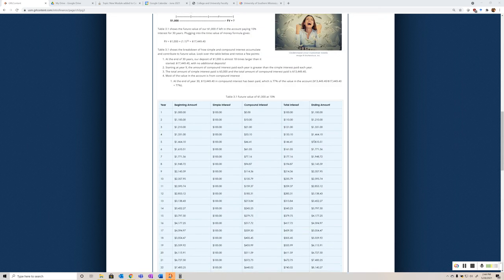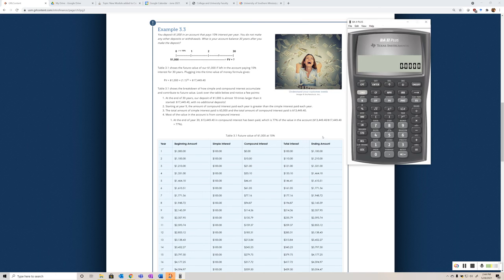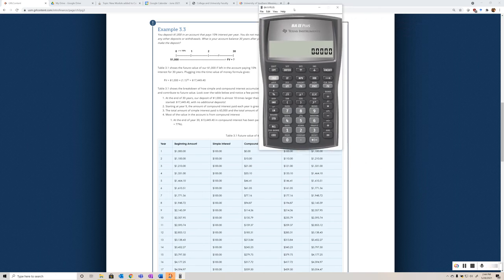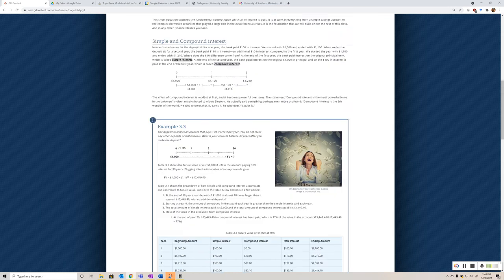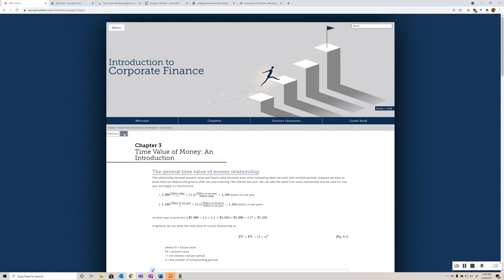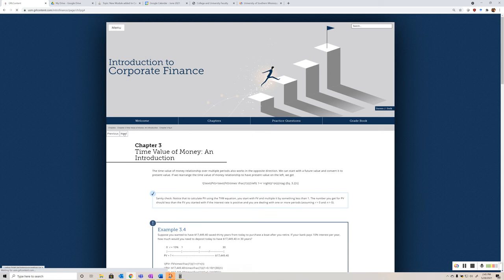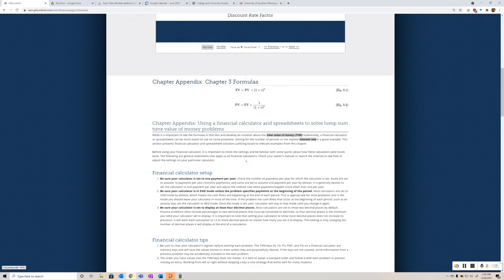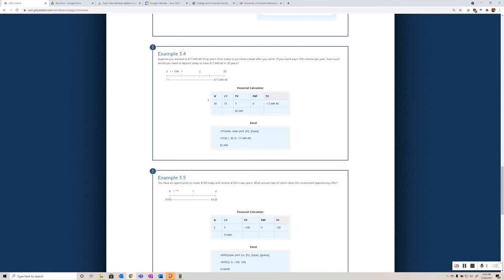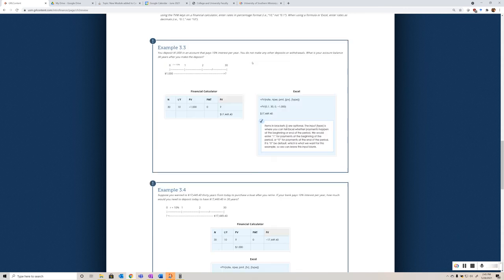Okay, the other thing I want to do for this example is show the financial calculator solution. And this is assuming that you have done the financial calculator setup. So if you haven't done that, go ahead and pause this video, go back and watch the financial calculator setup video so that you've got everything set correctly in your calculator, and then come back. If you haven't done that setup, you probably won't quite get the same numbers that I'm going to get. In fact, let's go to the appendix where we can actually see the financial calculator solution for example 3.3. All right, so we can see the calculator inputs here.